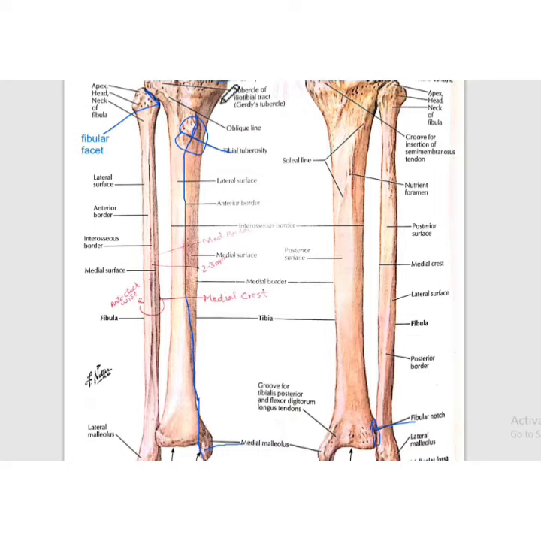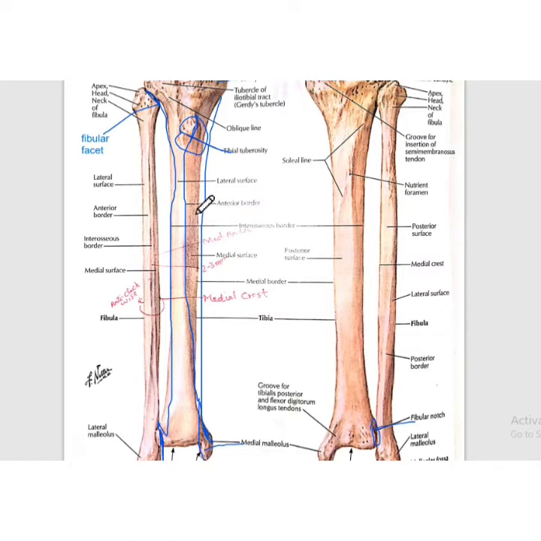Its medial border starts below the medial condyle, then moves downward, and at its lower end it becomes continuous with the posterior border of medial malleolus. And the third and last border, the lateral border, starts below this lateral condyle and in front of the fibular facet. Then it moves downward, and at its lower end it becomes continuous with the anterior border of this fibular notch.